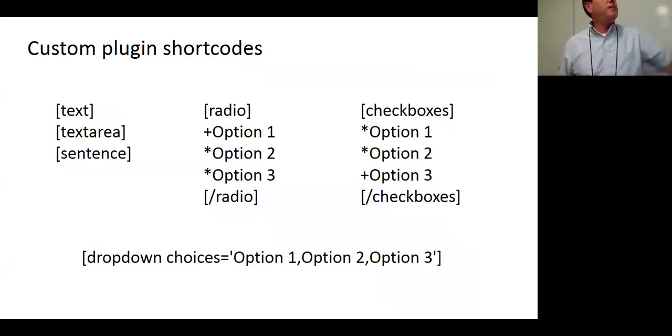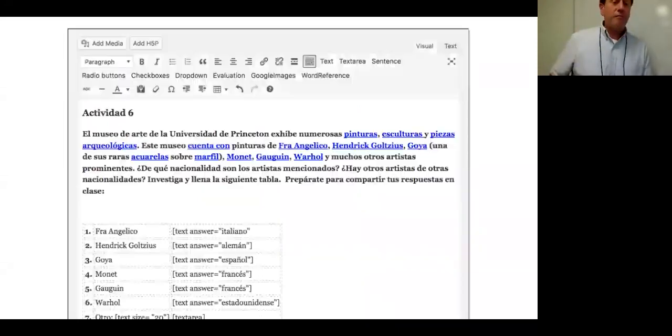Right? Text inserts a text box of any given size. Text area. Radio puts a radio button. Check boxes. And a drop down. And they can put the options in there. And the plus and the star or asterisk, they're able to indicate which is the correct answer. The students are given feedback on that.